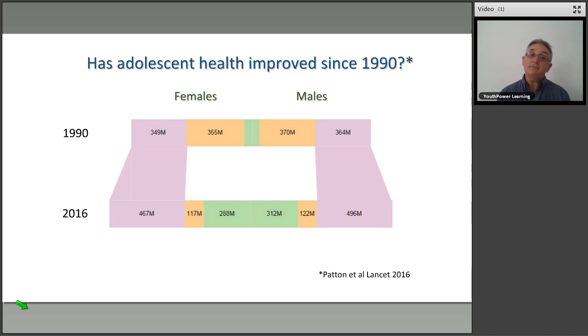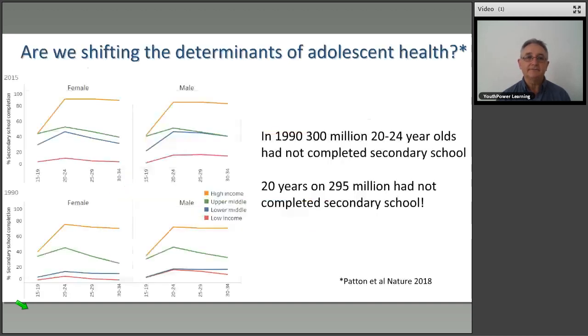Now, some of you might say, well, that's very well about disease burden, but we've made some big changes in some of the determinants of adolescent health. Things like education. Well, let's look at what's happened in terms of education across these years. On the left is a graph showing rates of educational achievement across countries classified by the World Bank income groups. So high-income countries shown up here in the orange color, upper middle-income countries in the green, lower middle-income countries in blue, and low-income countries in red. And these are the levels of education attainment across age groups. For 2016 at the top and 1990 at the bottom.